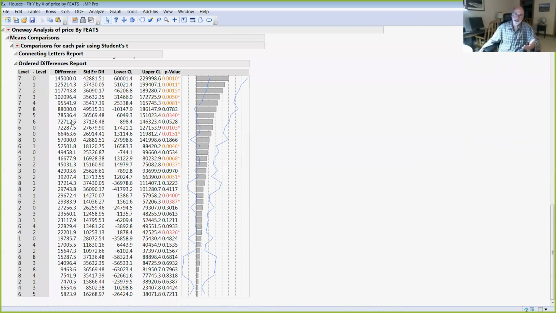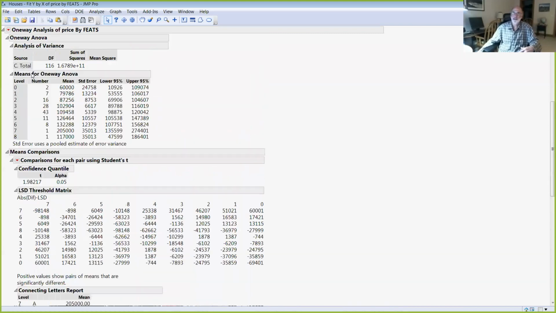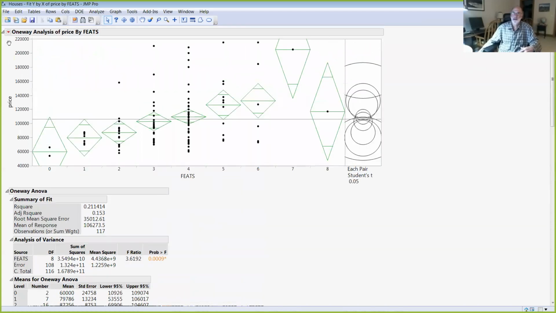One way to look at it is, look how many different t-tests we just did here. Each one might be subject to a 5% error, but if you do enough of these tests, it's almost guaranteed that one of them is going to be wrong. So there is another way to do this.